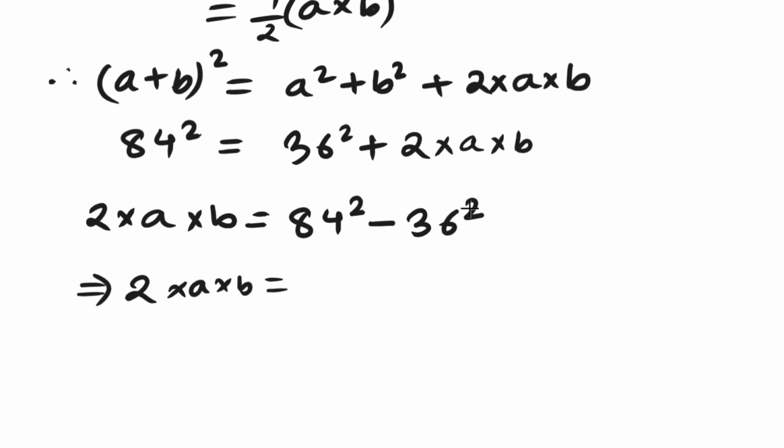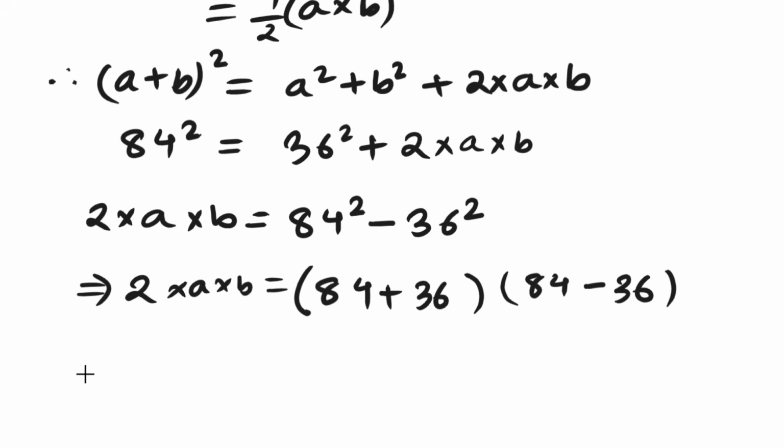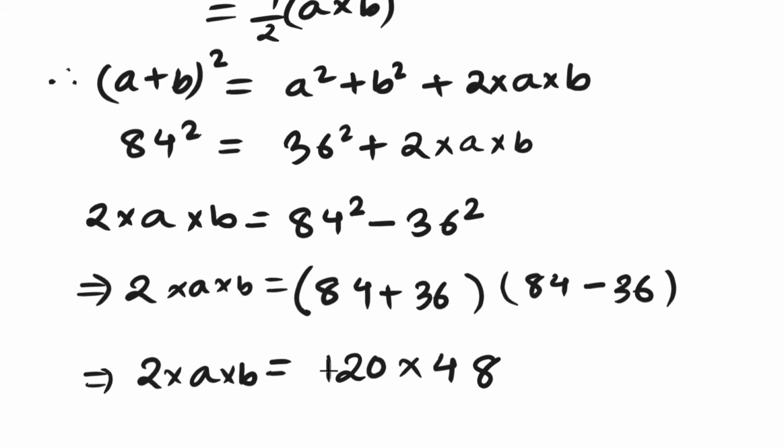We use the difference of squares identity, which tells us that one square minus another square factors into the sum multiplied by the difference. So, 84 squared minus 36 squared becomes the quantity 84 plus 36 multiplied by the quantity 84 minus 36. Let's simplify each bracket. 84 plus 36 equals 120. 84 minus 36 equals 48. So now we have 2 multiplied by A multiplied by B equals 120 multiplied by 48.